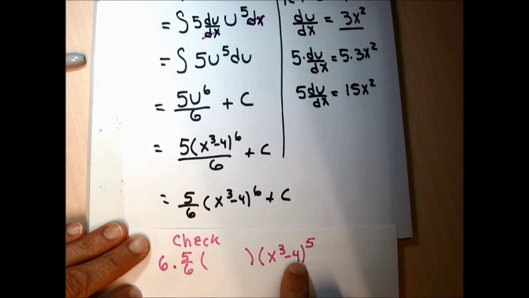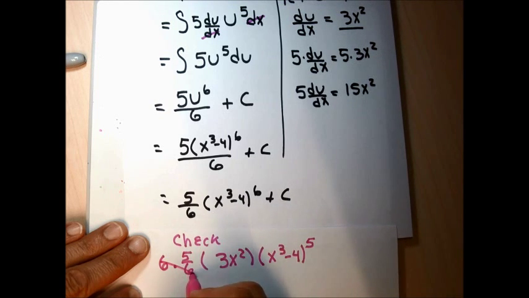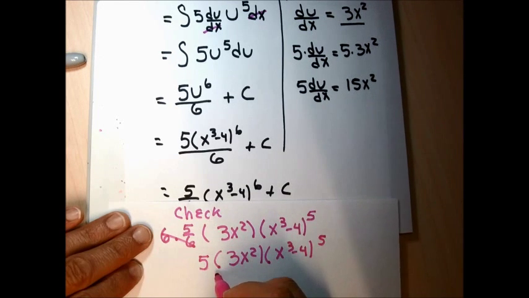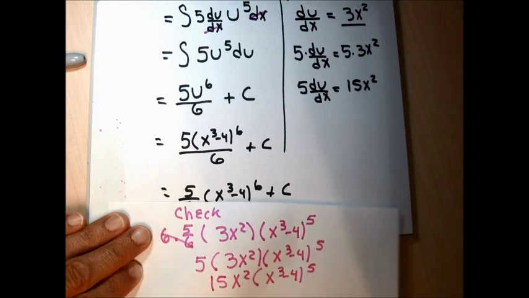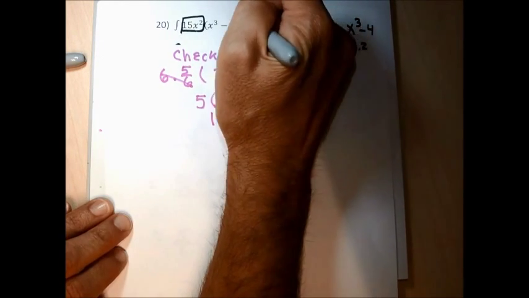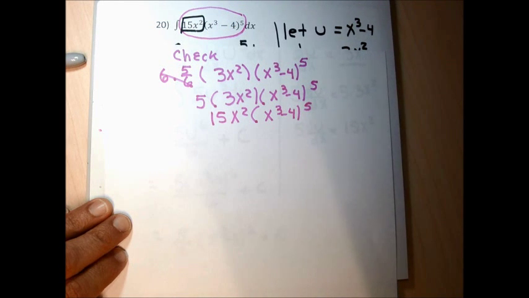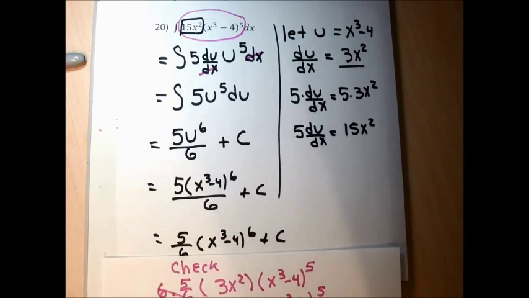The derivative of minus 4 is 0. The derivative of x cubed is 3x squared. The 6's are going to cancel. You're going to have 5 times 3x squared times x cubed minus 4 to the 5th. And then you multiply the 5 and the 3, and you get 15x squared times x cubed minus 4 to the 5th. And that's spot on what it needed to be, because the derivative of my answer always needs to be what's between the squiggly integral symbol and the dx. And I didn't emphasize, but the derivative of that c is 0.